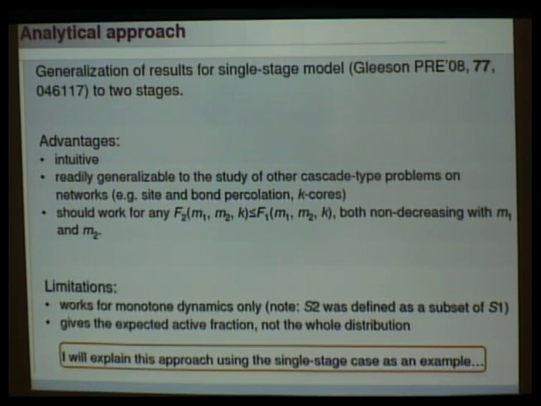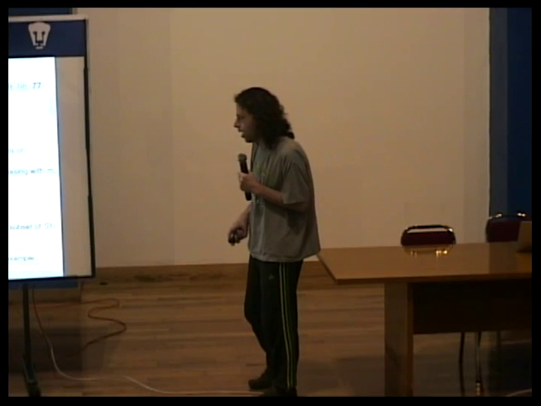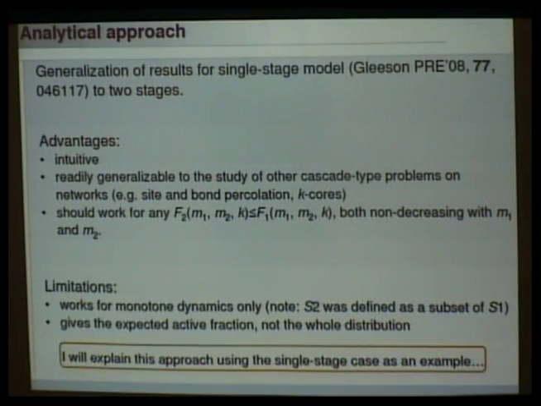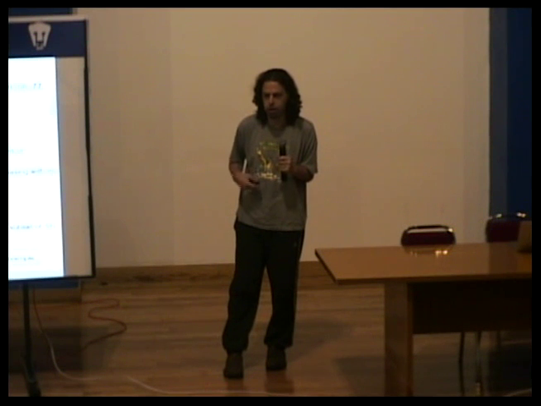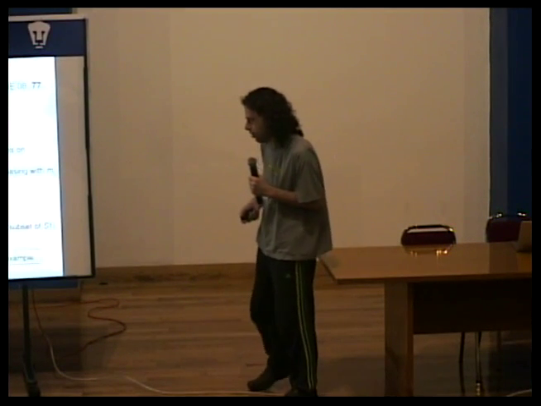So one is that this version of it, as I said, there's some generalizations, works for monotonic dynamics only, which is a very severe limitation when it comes to real social influence. The other is that it's only giving an expected active fraction rather than the whole distribution. So I take my numerical simulations, I average over the ensemble, and I compare that average to what the theory is giving me, right? So I'm not getting the distribution of what might happen. And for some things in real life, you don't really have those averages in most situations. You know, something went viral or it didn't, you have an instance. So that's also a limitation.